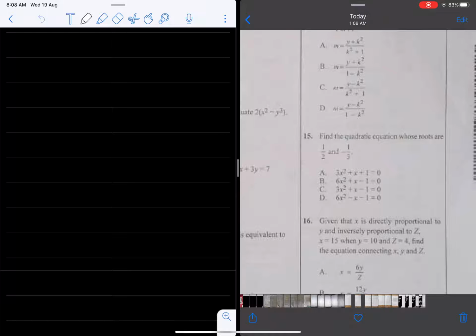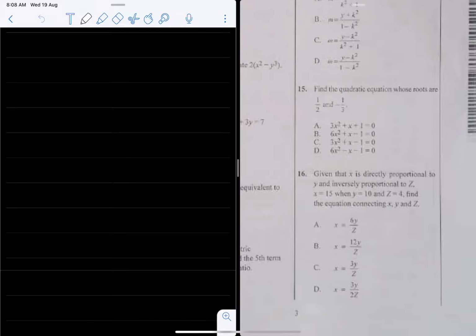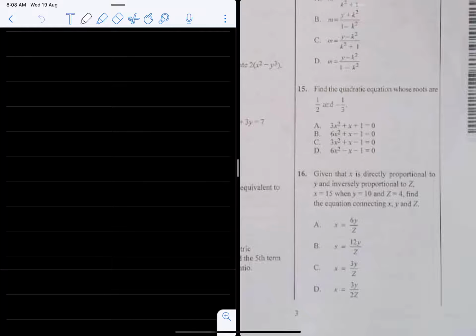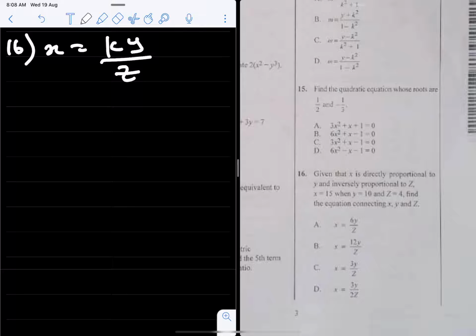Yeah, welcome back. We continue with the objective questions, and the next question is number 16. Number 16 says, given that x is directly proportional to y and inversely proportional to z, that simply means x equals ky over z, and x equals 15 when y equals 10 and z equals 4. Find the equation connecting x, y, and z.